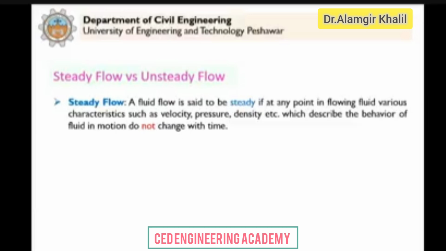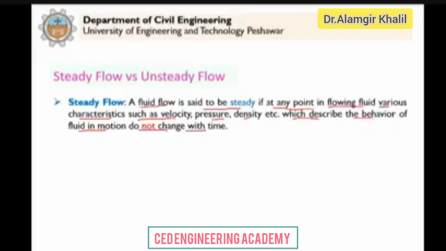So, this steady flow. What is steady flow? A fluid flow is said to be steady if at any point in the flowing fluid, various characteristics such as velocity, pressure, density, etc., which describe the behavior of fluid in motion, do not change with time. So this is steady flow.